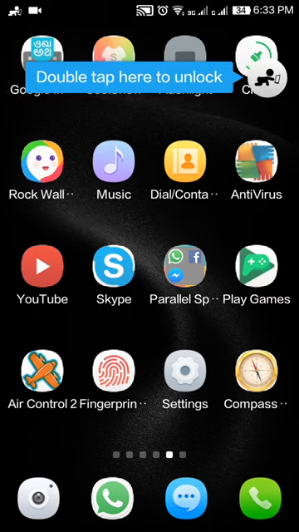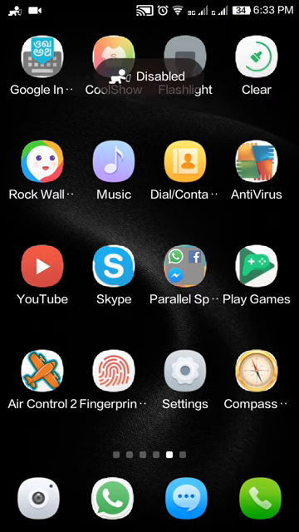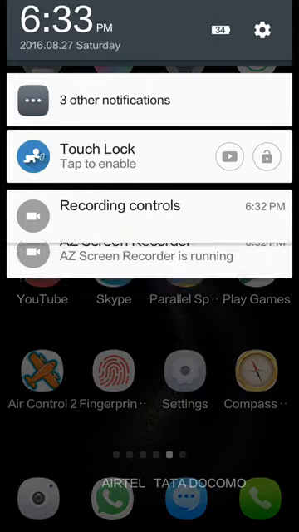The lock is temporary, and it is disabled. And this is that easy.